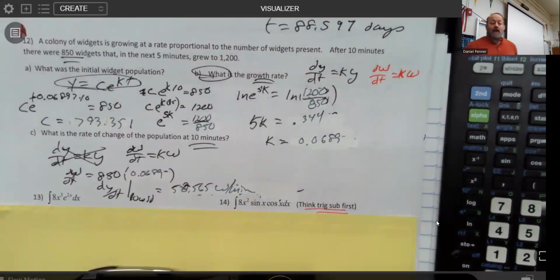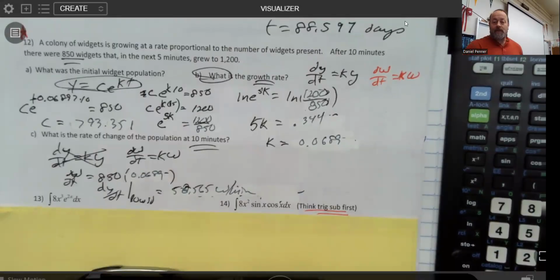So I'm going to stop right there. That's numbers 11 and 12. Okay, and I'll post those and I'll do the other ones in another video.